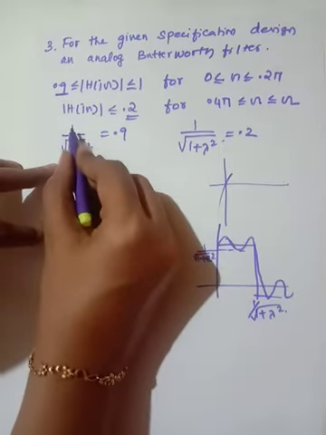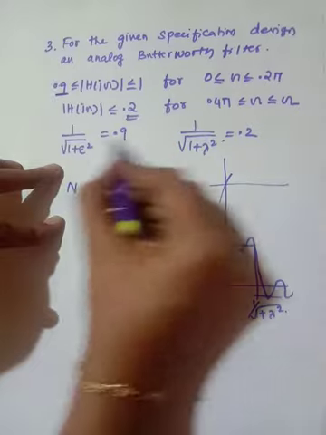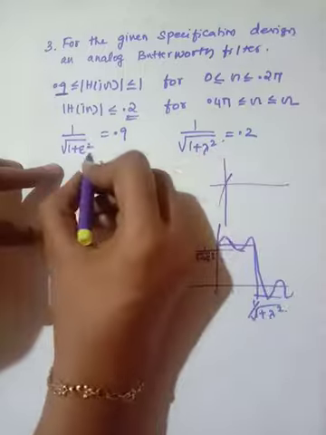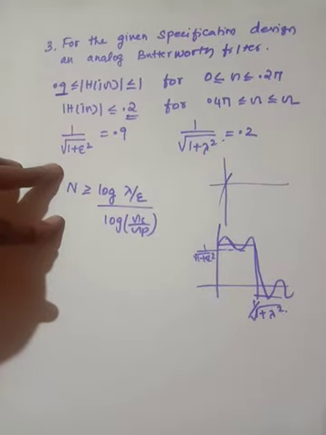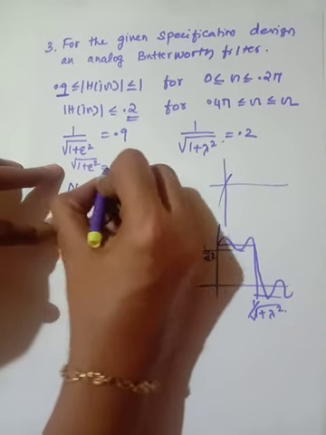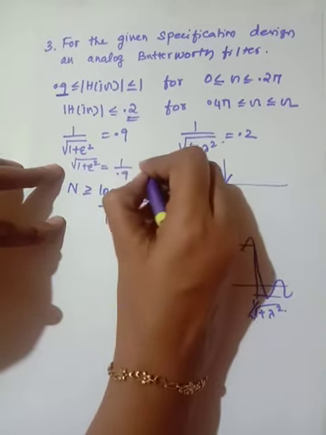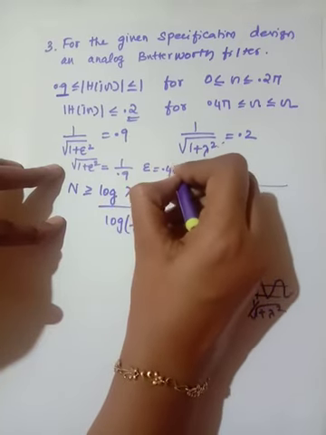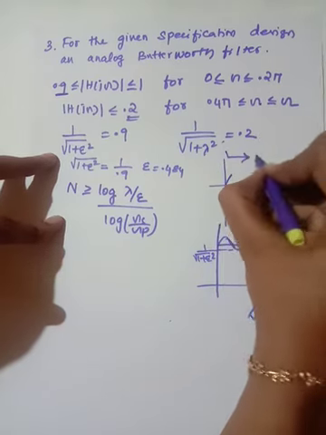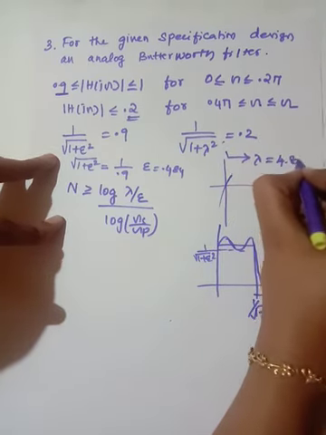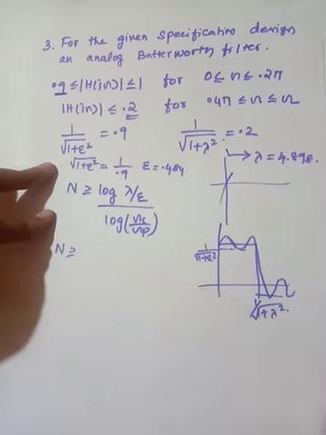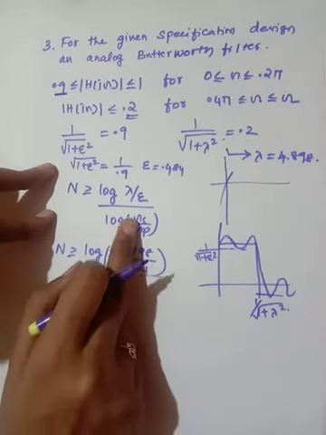So here I am going to consider this value. From this you need to find out epsilon, and here we need to find out lambda. So this can be written as 1 plus epsilon square is equal to 1 divided by 0.9. From that, when I find epsilon, it is 0.484. Another thing is, from this when I do it in a similar manner, I will get lambda equal to 0.4898.